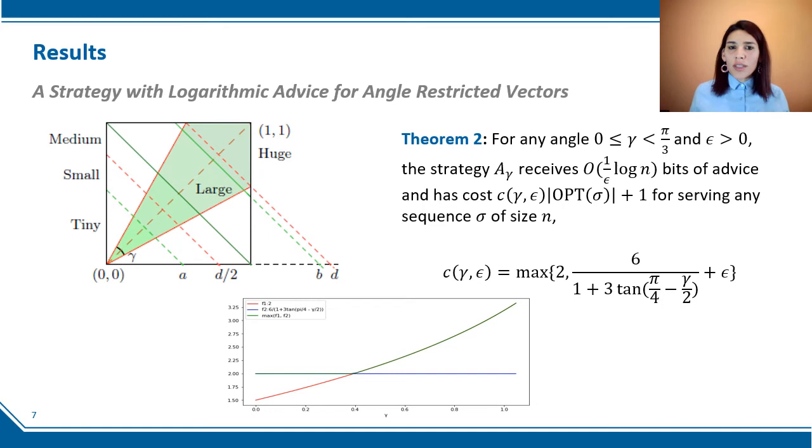So we have here a formal theorem for the strategy, and the advice is encoded with at most logarithmic n bits, where n is the length of the sequence. For the competitive ratio, our analysis considers two cases. In the first case, the packing does not have any bin with only tiny items, and in the second case, the packing contains bins with only tiny items. In the graph below, the green line presents the competitive ratio. At the beginning it is 2, and then it grows linearly.